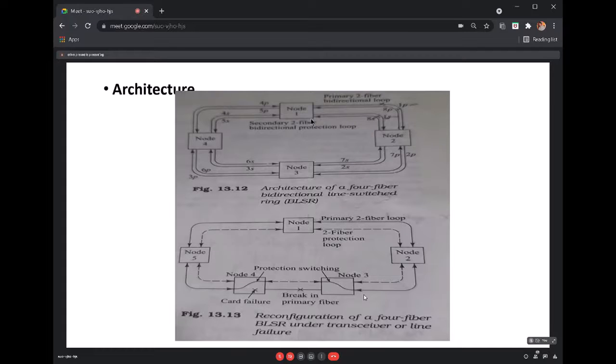So the advantage is it can use twice as much fiber cabling, and due to which traffic between two nodes is sent only partially. Okay. Next comes your diagram, this figure here. Suppose if a breakdown takes place, what happens in a BLSR?